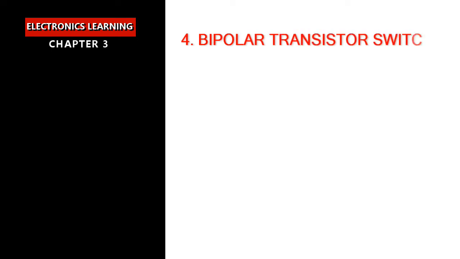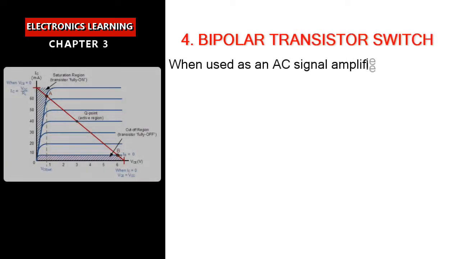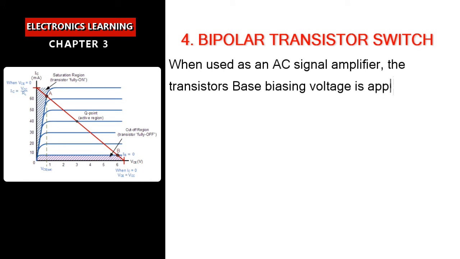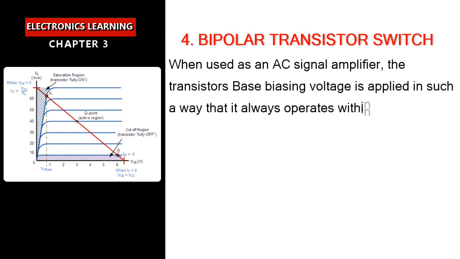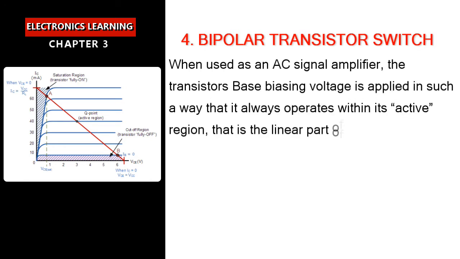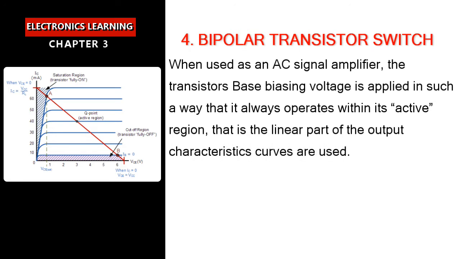Bipolar transistor is a switch. When used as an AC signal amplifier, the transistor's base biasing voltage is applied in such a way that it always operates within its active region, that is, the linear part of the output characteristics curves are used.